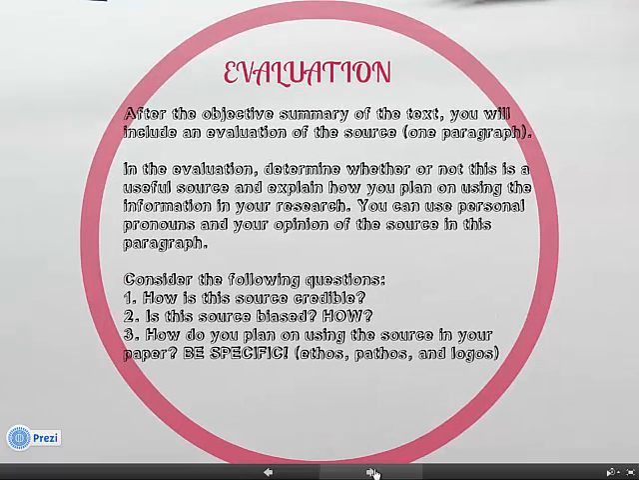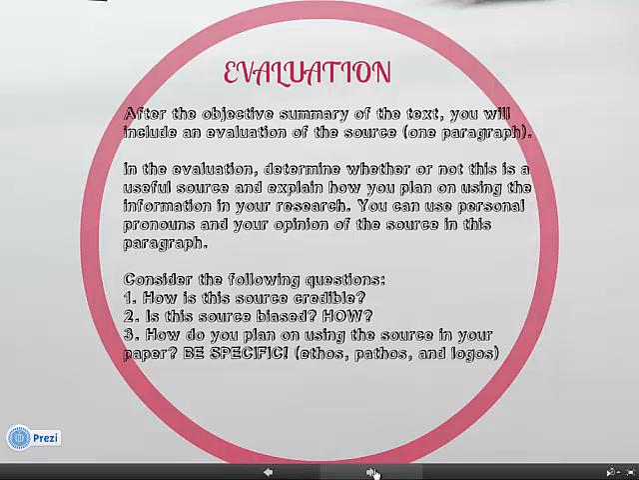After you have your summary, then you will be writing the evaluation. So this is another paragraph. It's going to be your second paragraph underneath your source citation. And you are going to first explain how the source is credible. This is something that I talked to you about in my previous video, so this should have already been something that you've been thinking about, and hopefully you've even started writing about.